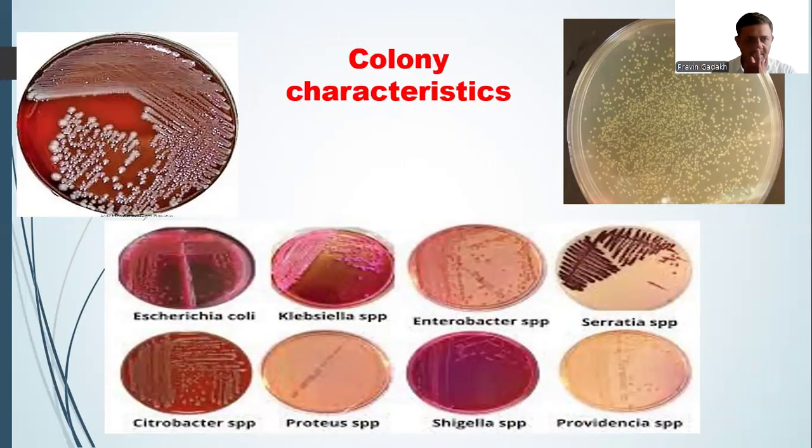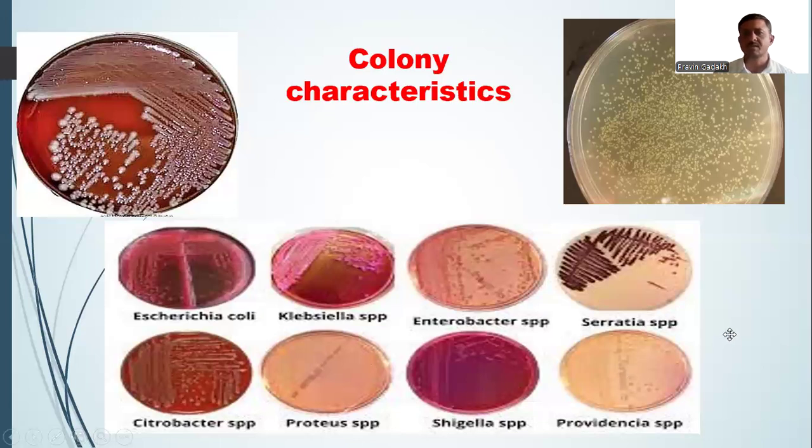These are some representative plates that we have taken, in which different organisms show different types of growth patterns on a particular medium. Here we can see streaking of the organisms on the medium, for example MacConkey agar, or nutrient agar. This is the growth pattern of E. coli, Klebsiella species, Enterobacter species, Serratia species or Serratia marcescens, Citrobacter growth pattern, colonies of Proteus, the growth pattern of Shigella species, and Providencia.